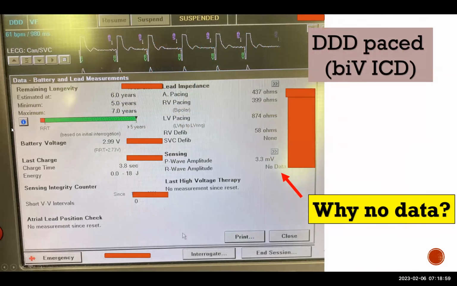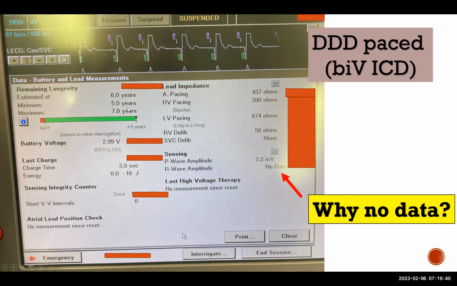All righty. This is a patient who has a biventricular ICD. It's DDD paced. And we're going to go through these numbers here. So we see that the remaining longevity looks good with an average of about 6 years. And it's important to remember when we're telling patients these data, they need to understand this is not 1,000% accurate. It can be off. And in fact, Medtronic is hedging their bets and saying it's anywhere between 5 and 7 years. The battery voltage is 2.99 volts, with the replacement one being 2.73.